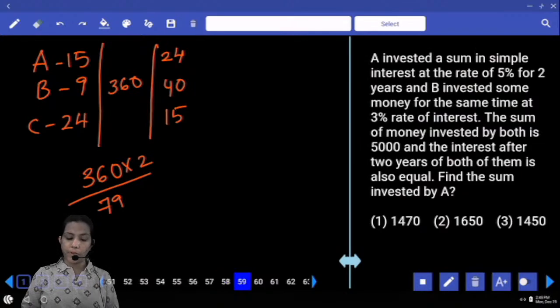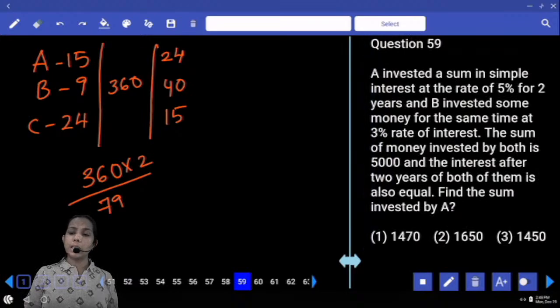Next question number 59. A invested a sum at interest at the rate of 5% for 2 years and B invested some money.